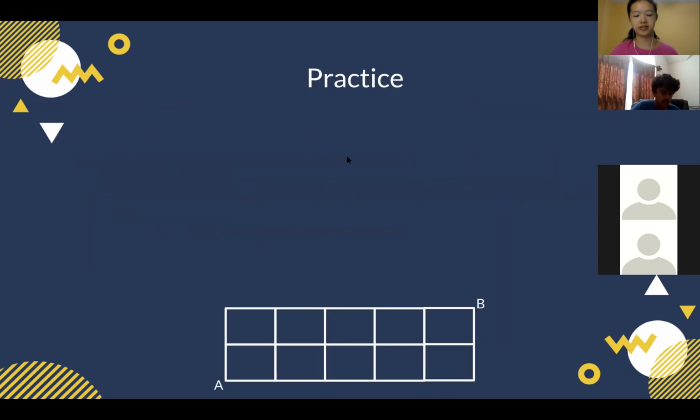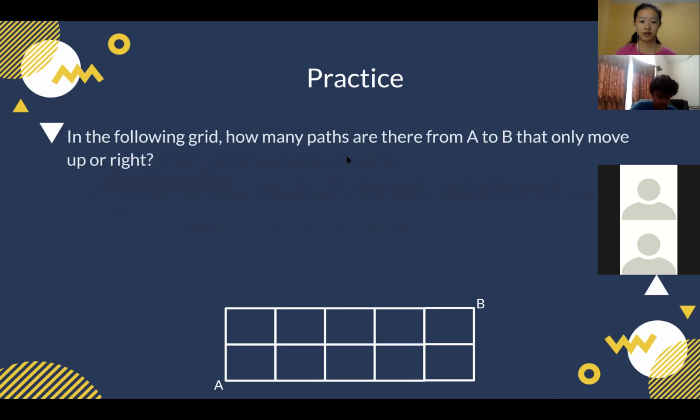Okay, let's do this one. All right, this time we're finding how many paths there are from A to B that only move up or right. So again, think about it. What does each path consist of? And then you can denote those by letters, and then you can make arrangements.